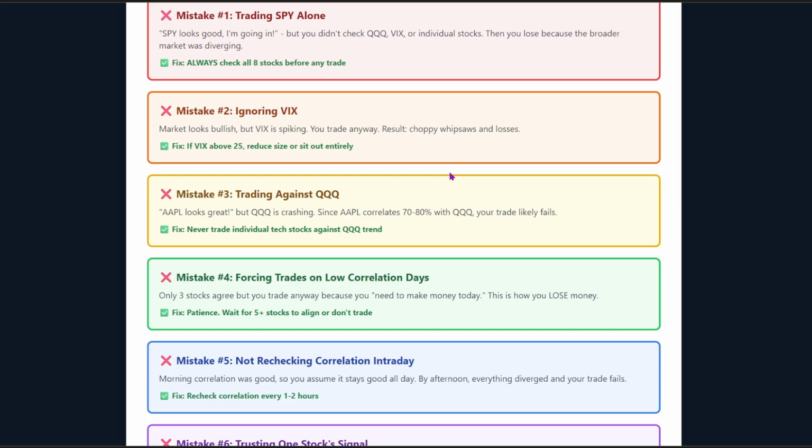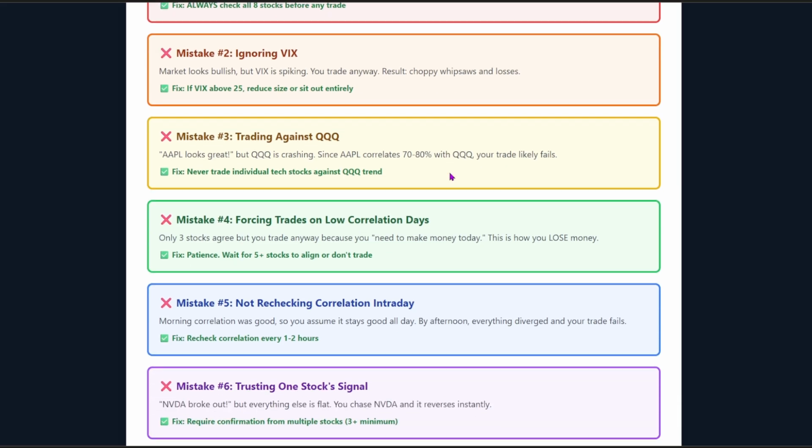Mistake number 4 is forcing trades on low correlation days. Only 3 stocks agree, but you trade anyways because you need to make money today. This is how you lose money. One of the only rules that I have left on my whiteboard is don't be emotional, right? And one of the other ones is don't make it about the money. So if you make it about I need to make money today, you're already going into it with the wrong psychology. And this can force you to take bad trades on low correlation days.